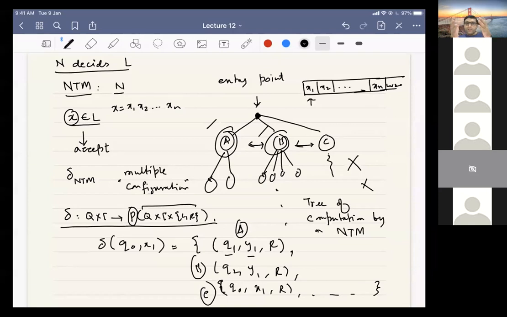Now I say, okay, let me freeze at this point and first compute what will happen if I go in the direction of A. And once I'm done, I will come back and say, let's see what if I start computation in the direction of B? So this is one possible physical interpretation of the meaning of these multiple branches.